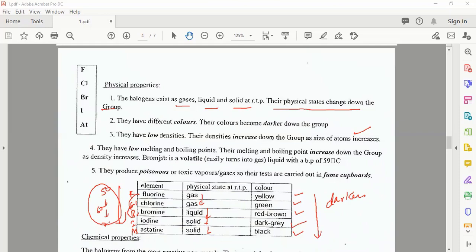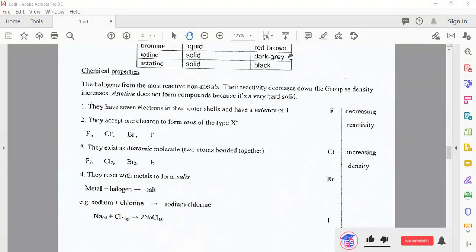After that, bromine is volatile. Volatile means something will convert into gas or vapors at room temperature. For example, if you put petrol at room temperature, it will evaporate after some time. Now we will discuss the chemical properties of group 7.